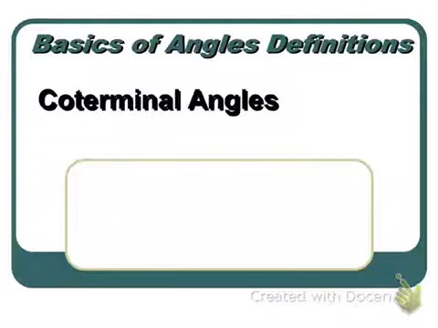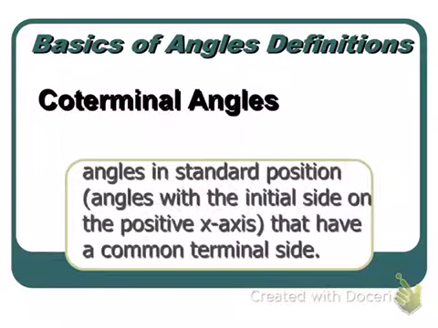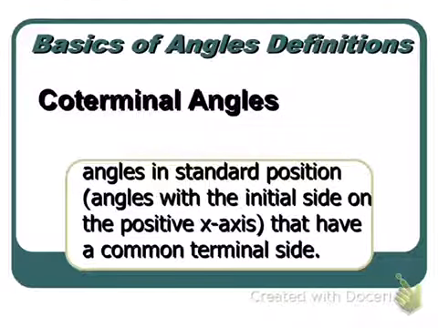Every angle has an initial side and a terminal side. Right, so coterminal angles are two angles that share a terminal side. Of course, they have to be in standard position. So two angles in standard position that have a common terminal side. All right.